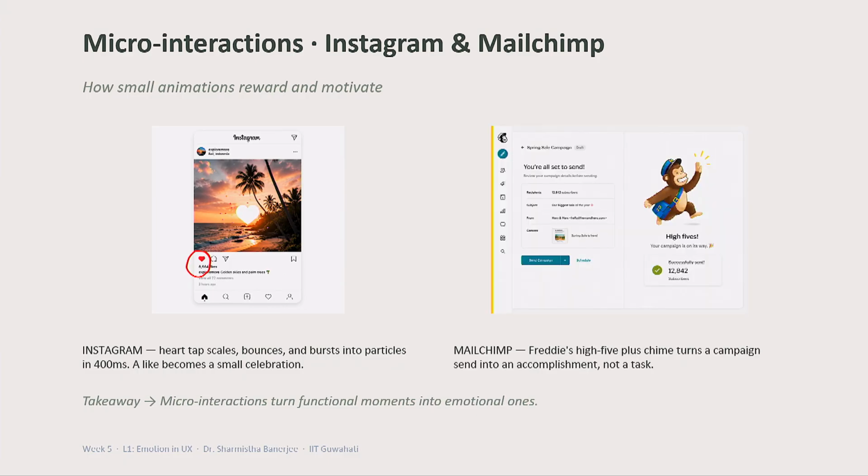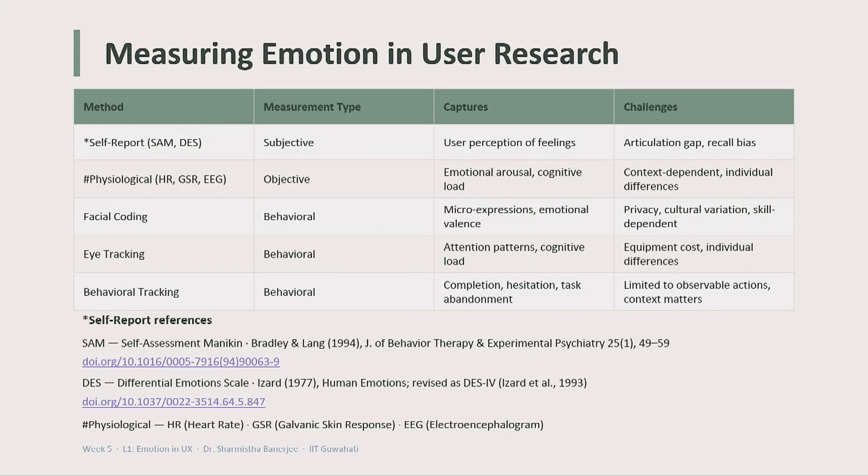Now you can also explore MailChimp, what they do. In MailChimp, as soon as you send a particular mail campaign, Freddy's high five plus chime turns a campaign send into an accomplishment and not a task. It says, "High fives, your campaign is on its way, successfully sent to 12,842 subscribers." So it makes you feel like you achieved something rather than the fact that you completed a task. And that creates emotional engagement with the person who is performing it, and it also motivates them to perform that task more and more.